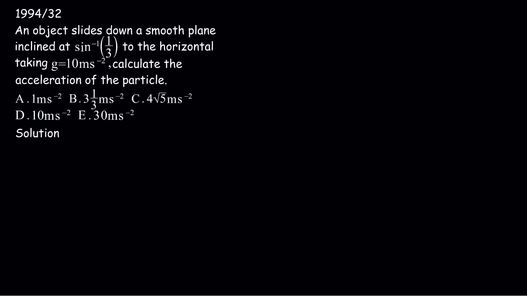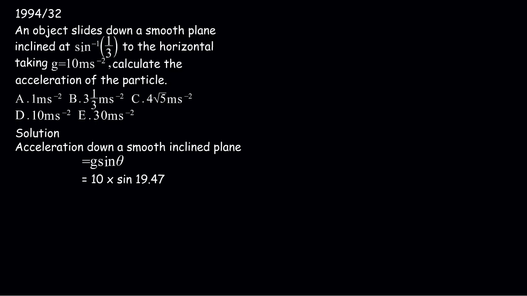Our very first question states that an object slides down a smooth plane inclined at arc sine 1/3 to the horizontal. Taking g to be equal to 10 meters per second square, calculate the acceleration of the particle, and we were given the options. Now for a smooth inclined plane or a frictionless plane, the acceleration is gotten by the formula g sine theta. So therefore, our theta will be equal to arc sine 1/3, which is equal to 19.47, and substituting, it will be equal to 10 times sine 19.47, which is equal to 3.33 meter per second square.